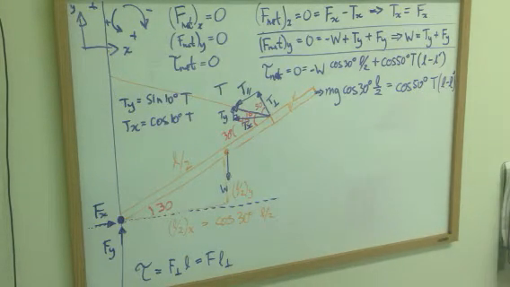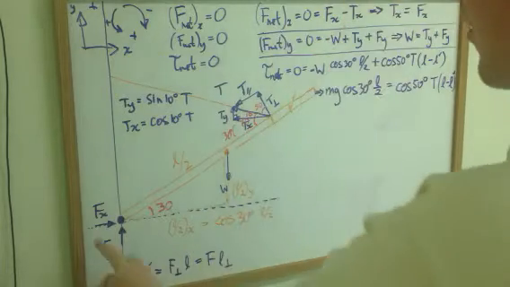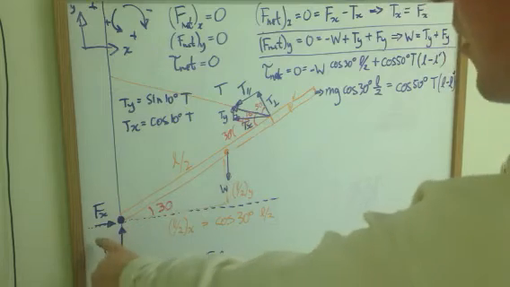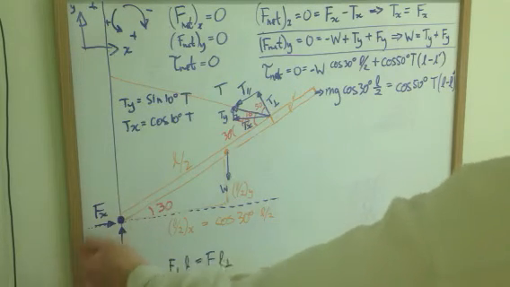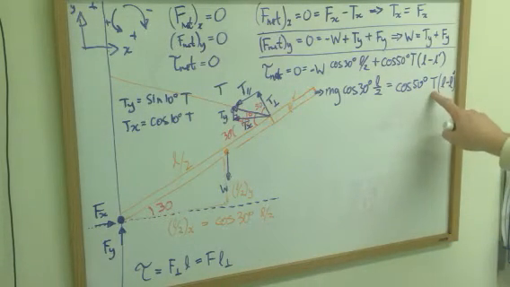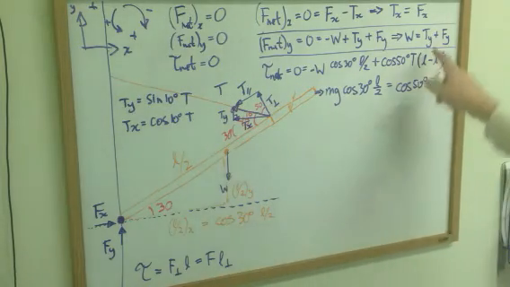Part B, how hard does the beam push into the wall? Well, that's equal and opposite to how hard the wall pushes against the beam. So if we know Fx and Fy, then how hard the beam pushes into the wall is equal and opposite to how hard these push on the beam. So let's figure out Fx and Fy. Since we know tension now, we can find the components of tension.